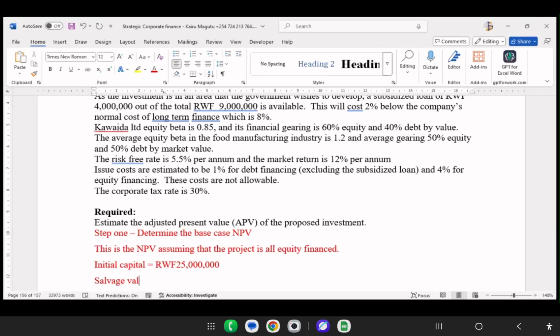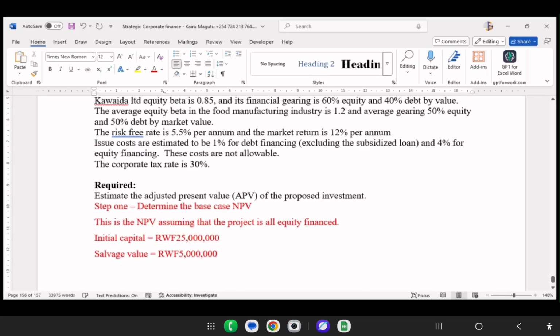Value is equal to Rwandan francs 5 million. Then we need to determine the cost, or the discounting rate. There is something you look at here.